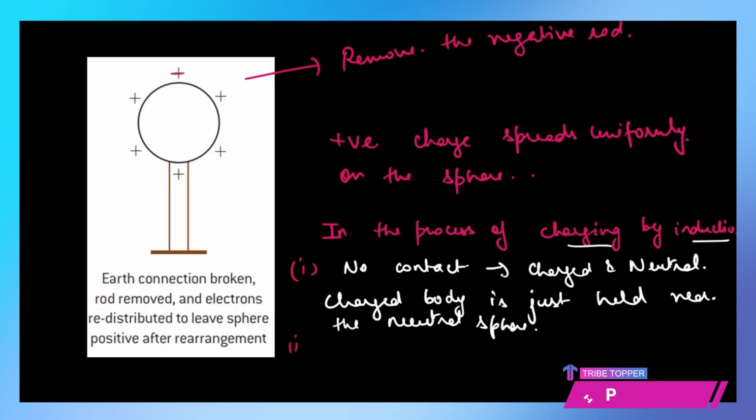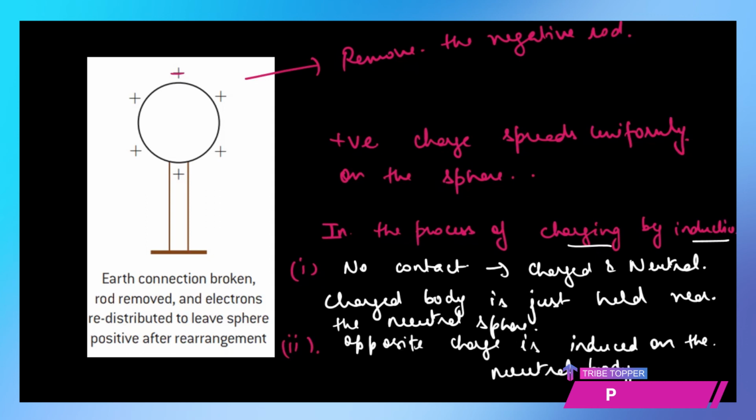And the second one is that an opposite charge is always induced on the neutral body. We brought a negatively charged rod close to it, and positive charge is induced on this body. If I had brought a positively charged rod, then this sphere would have acquired a negative charge. So this whole phenomenon is called charging by induction.